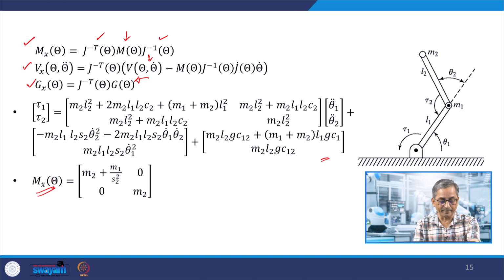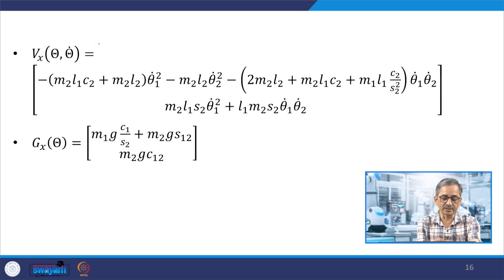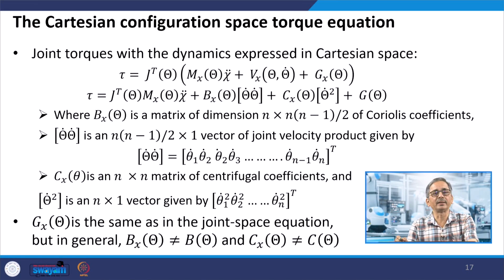So, this is how M_x(θ) looks like, this is how the V_x(θ, θ̇) term will look like, and this is how the G_x(θ) term will look like. Okay, next let us look at the Cartesian configuration space torque equation.